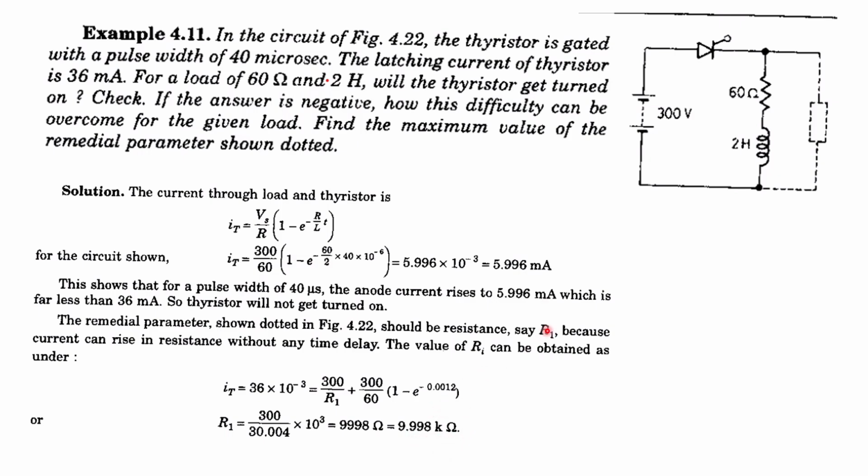So if the actual load or the original load is connected with close to 10 kilo ohms of resistance in parallel, the thyristor current will reach the value of latching current within 40 microseconds, and the thyristor will be properly turned on.